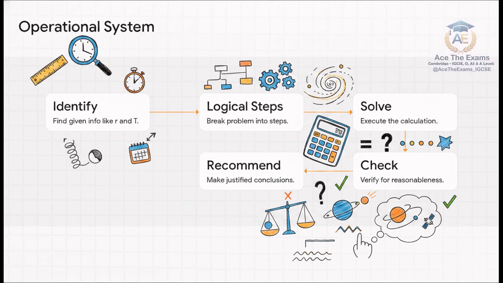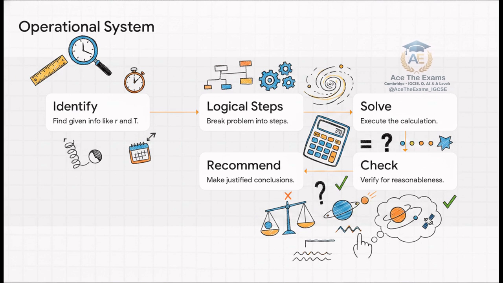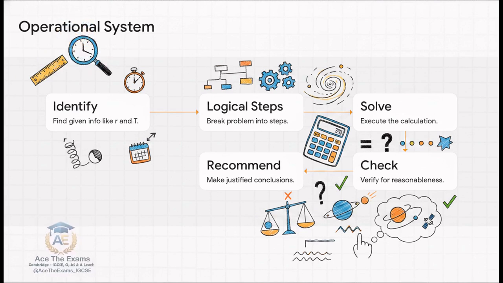Step 1. Identify given information. Read the prompt and literally underline or list out your R and your T right there on the page. Pay intense, laser-like attention to the units. Step 2. Break the problem into logical steps. If you need to convert days into seconds, do not do it silently in your head. Make that a distinct, highly visible step on your page. Step 3. Solve systematically. This is where you write the formula, plug in the identified data, and execute the calculation.